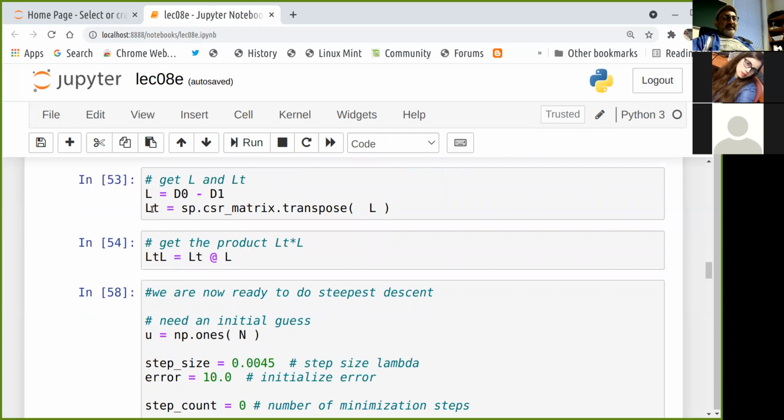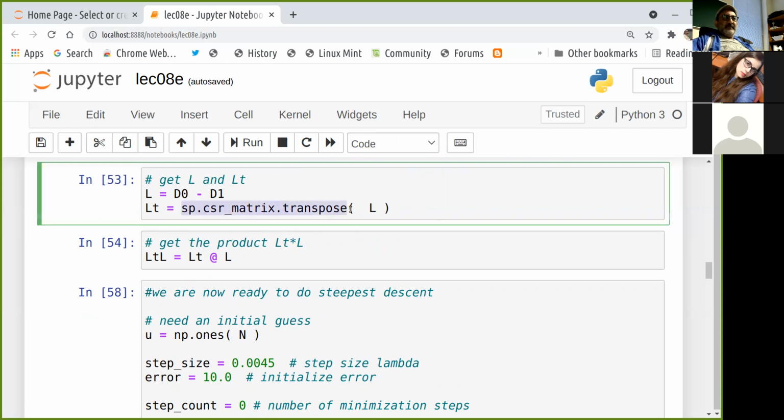And I need its transpose. For sparse matrices which are stored in the CSR format, there's a method called transpose. So you're going to take the transpose of this L, using sp.csr_matrix.transpose, that acts on L, and I'm going to store that as L transpose. That's another sparse matrix.